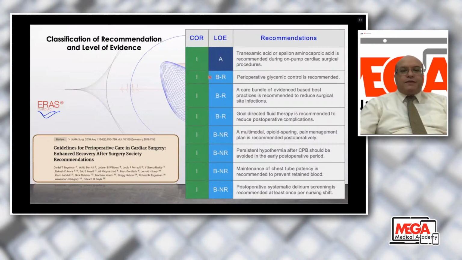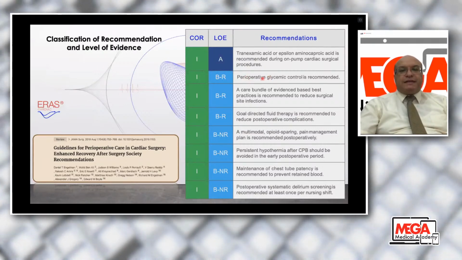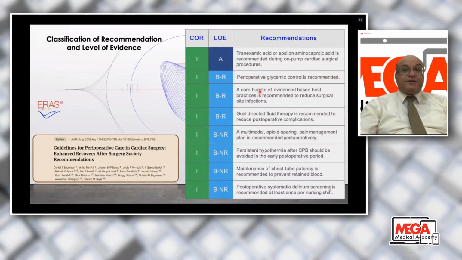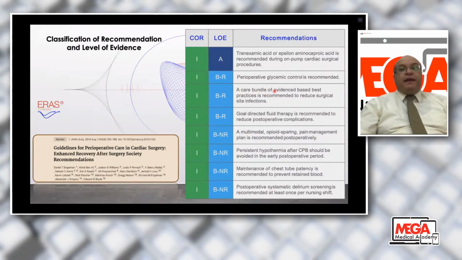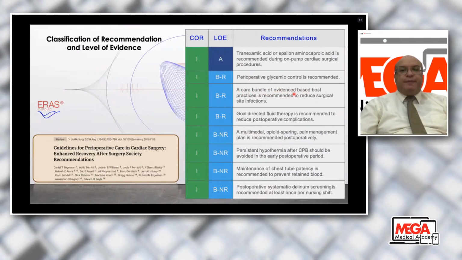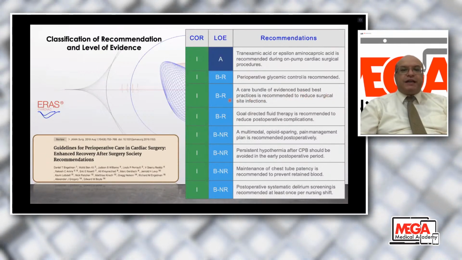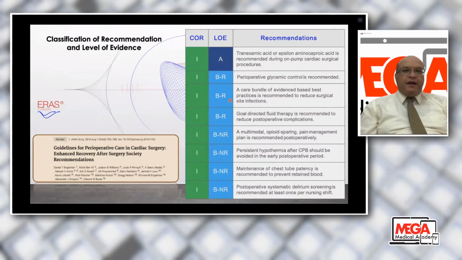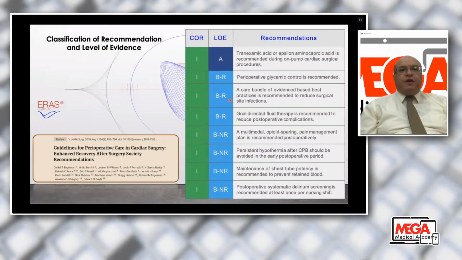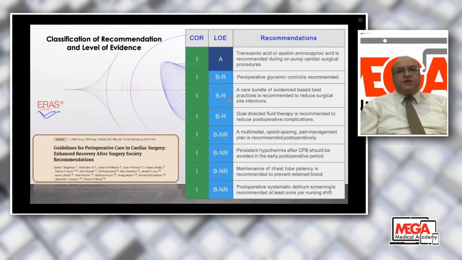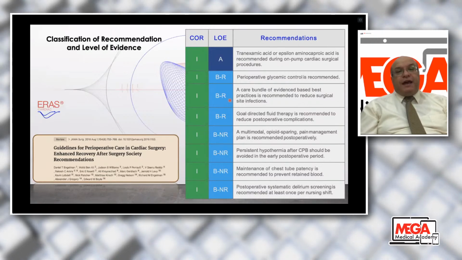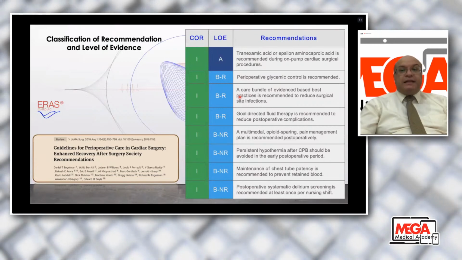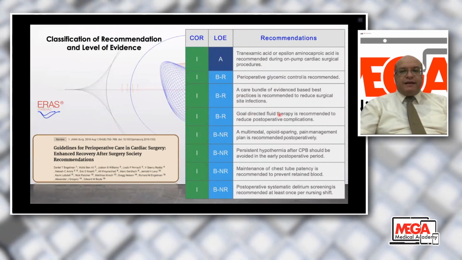Also level 1, based on randomized controlled studies, more than one study, perioperative glycemic control is recommended. So it is also high evidence. Adopting a care bundle of evidence-based best practice to reduce surgical site infection, starting with removing hair as close as possible to the time of surgery, washing the skin with chlorhexidine soap, and administering prophylactic antibiotic within 30 minutes of insertion of the central line and skin incision. This is high level, also based on randomized studies.